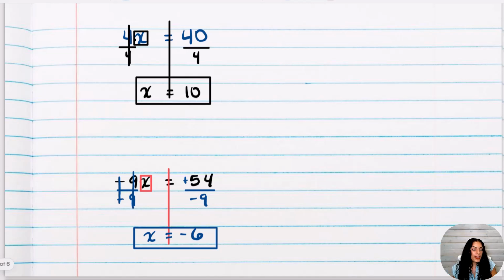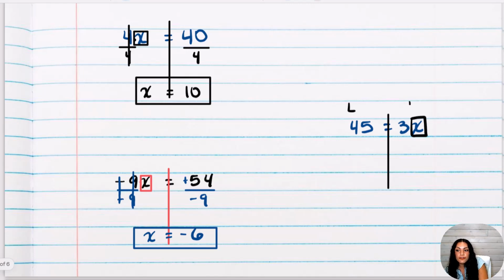Let's try one more, and hopefully it doesn't throw you off if you're staying organized by putting that line down that equal sign and boxing your variable. So if we have 45 equals 3x, what just happened? Well, our variable is on the right-hand side, but that should not be a problem if we continue to draw a line down our equal sign, box our variable. And we see that this time, instead of the variable being on the left-hand side, our variable is on the right-hand side, and that's okay. All we have to do is make sure that that variable on the right-hand side ends up alone.